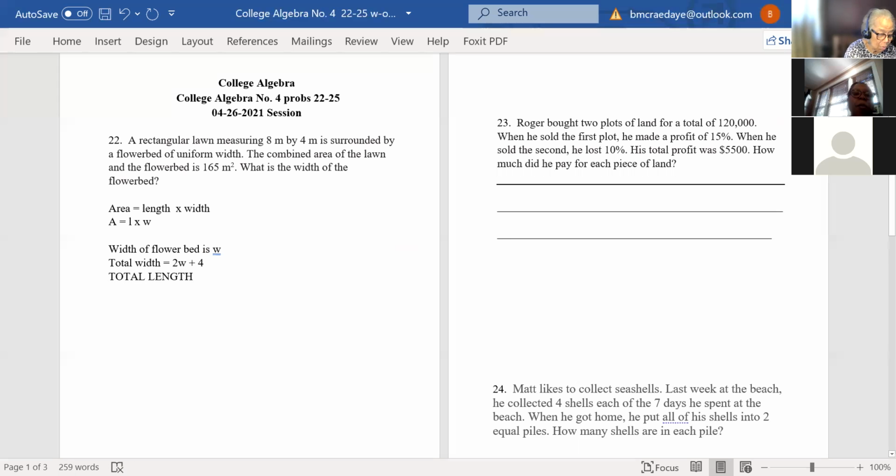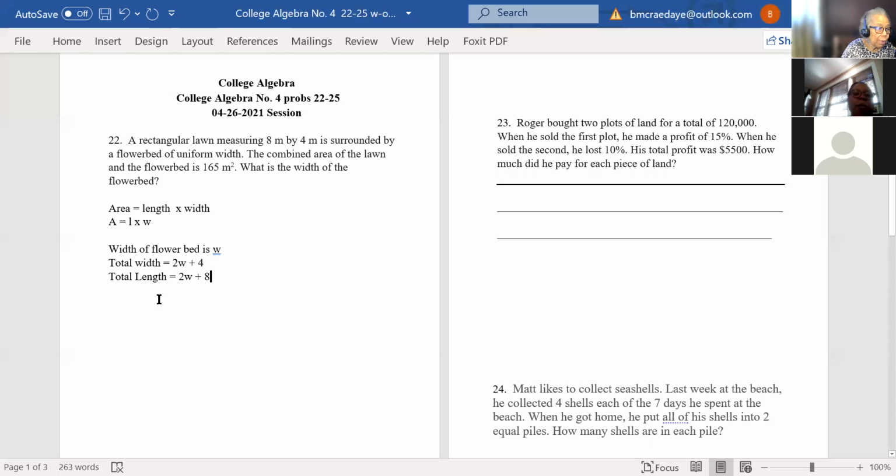So the total length would be equal to 2W plus 8. And we're getting that 8 and 4 from the dimensions of the lawn, plus the 2W from the flower bed.